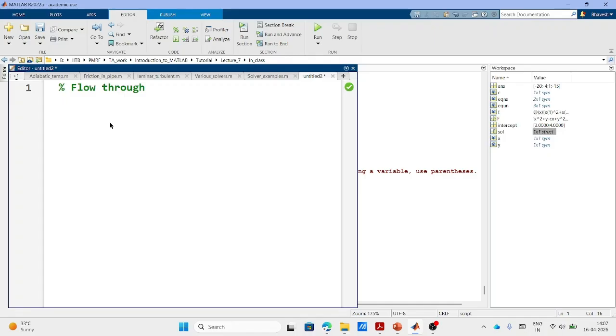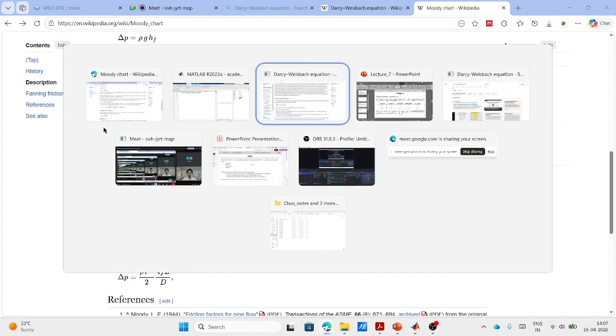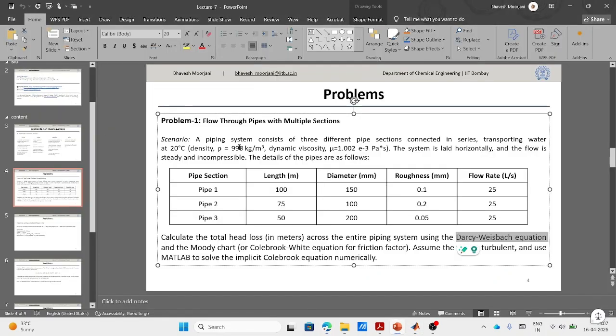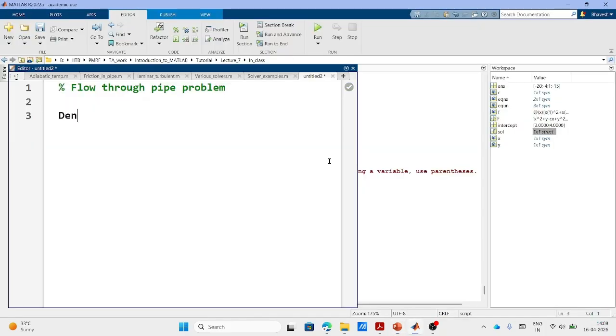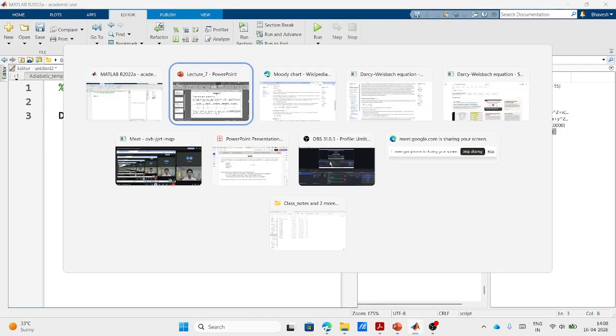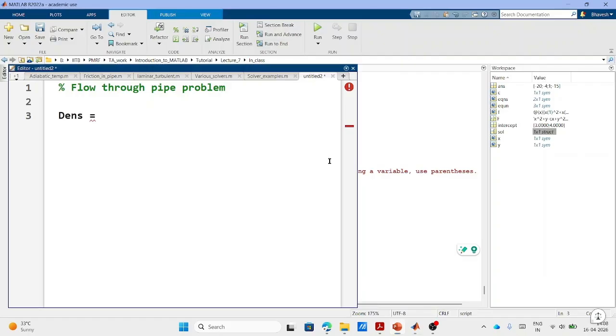So this is the flow through pipe problem. What information do you have? The information that we have is, we know the temperature, we know the density and viscosity of the fluid. Okay, so density, I'm calling it dense, that is 998. I'm commenting the units here so that I know what kind of unit I'm working with. Viscosity, so I'm writing viscosity.